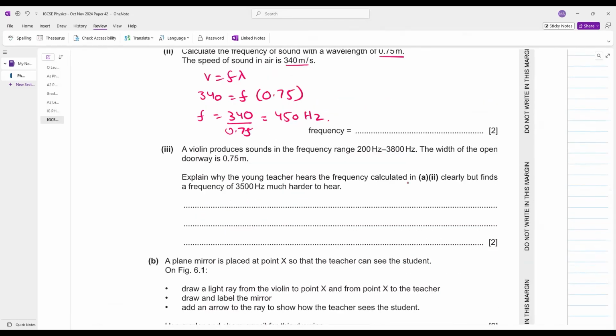A violin produces sound in the frequency range 200 hertz to 3800 hertz. The width of the open doorway is 0.75 meters. Explain why the young teacher hears the frequency calculated in part A, but finds the frequency of 3500 hertz much harder to hear.